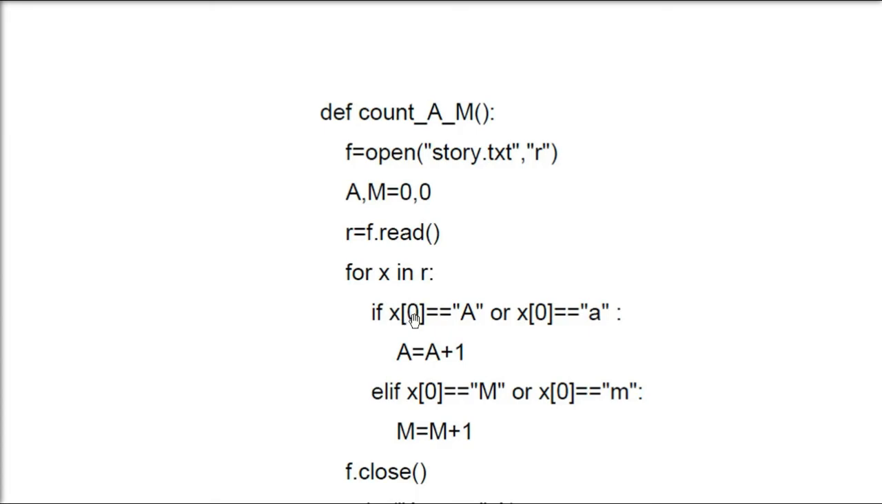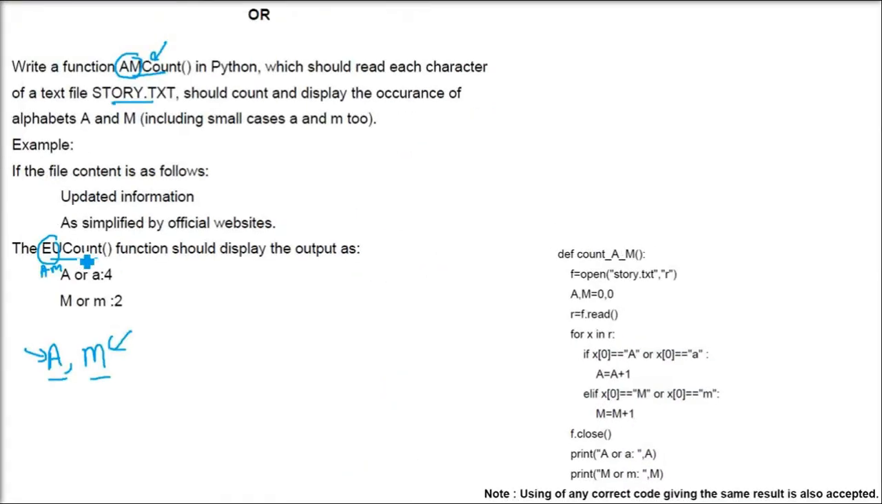X0 is not required. You can just write X. Of course, this is a loop. X will take each and every character. You don't have to have this X0. Just start with the first character till the last character. Okay, how many times is A coming? If capital A or small a is coming, just increment A, which was the variable we took. Whenever X0, you don't have to write. Only X will work.